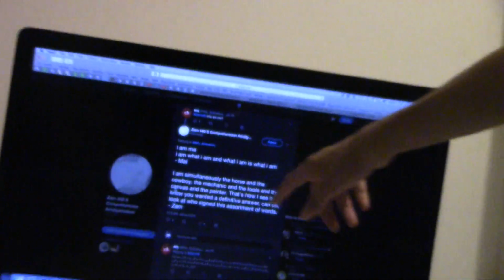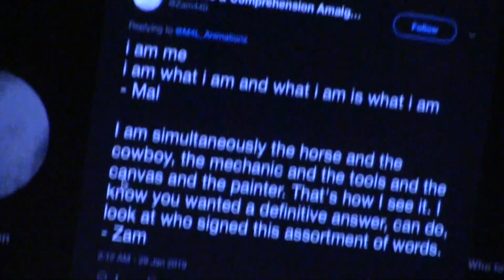Okay, alright. And you know why? Because of who Zam 440 is. You see, we have these things. Let's look at these. We have the horse, cowboy, mechanic, tools, canvas, and painter. What word is the odd one out? It is, of course, mechanic, because mechanic has 3 syllables. The most syllables. The syllables with the highest number.